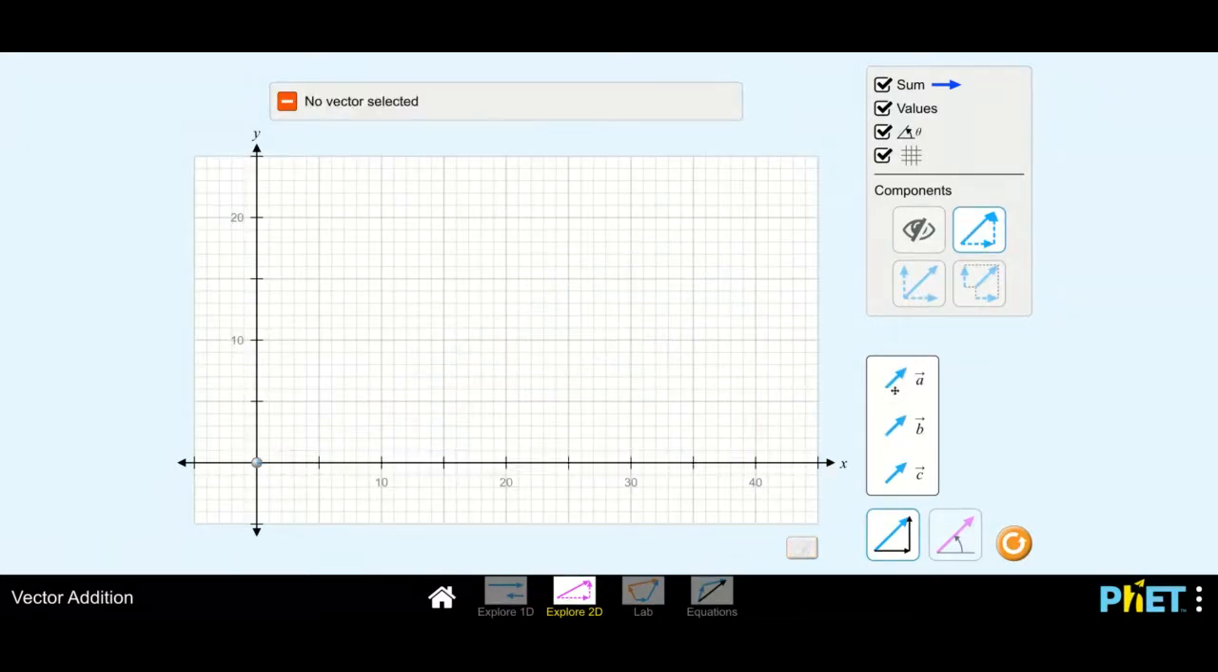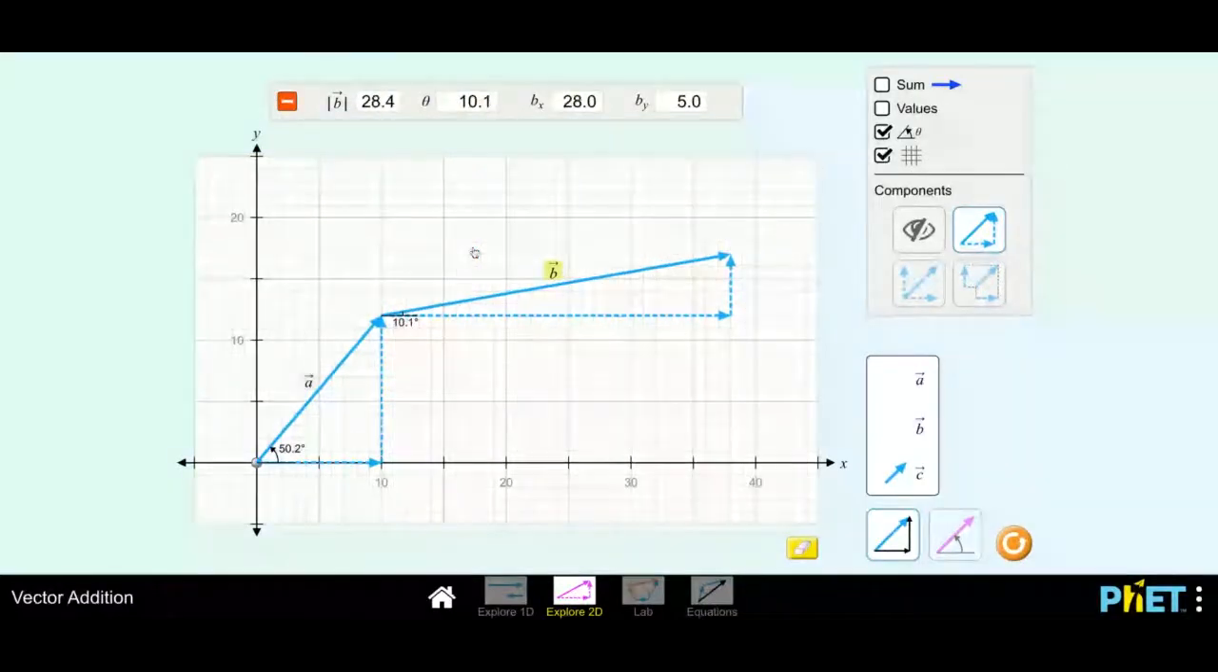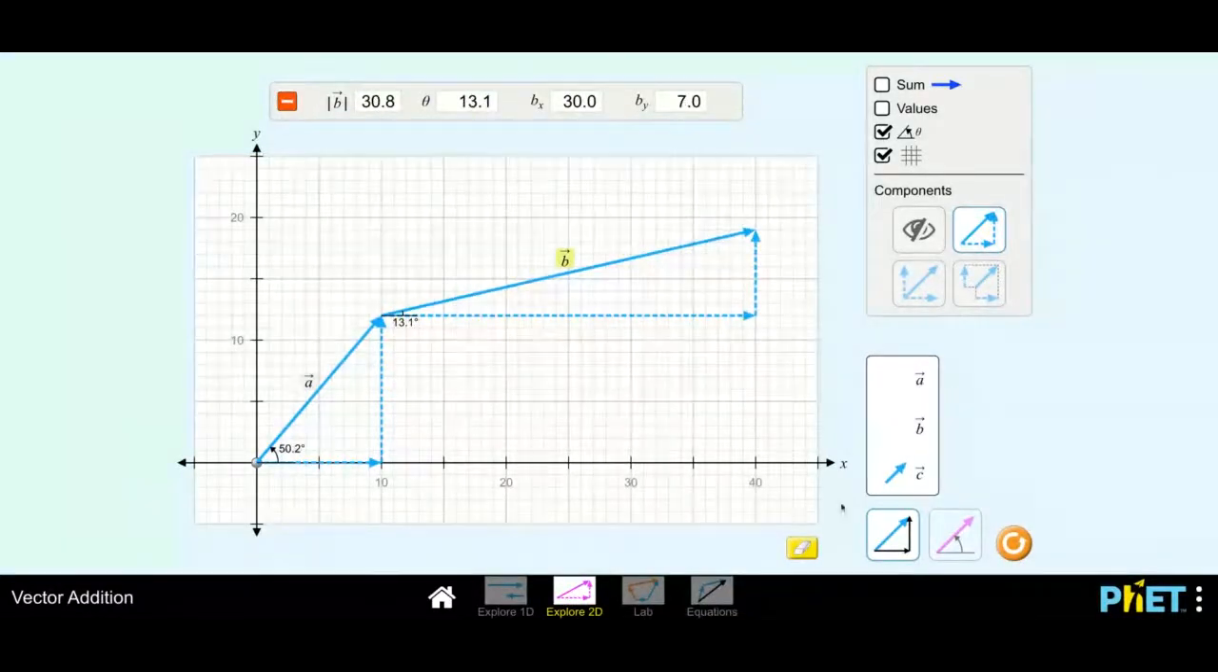And you can even do things like you can have 3 vectors. I'm just going to try a slightly different scenario. Let me turn off some of the values for now. But you can have vector A, and you can have vector B. Say vector B is like this. And then you can have vector C.